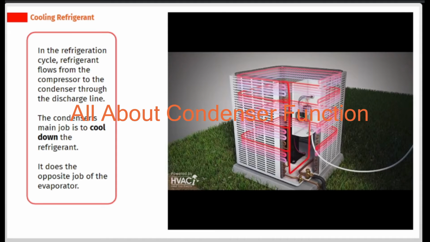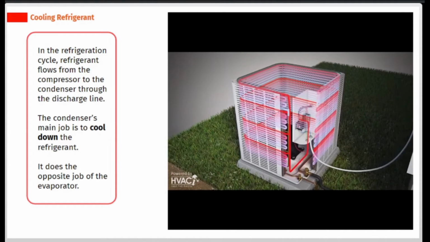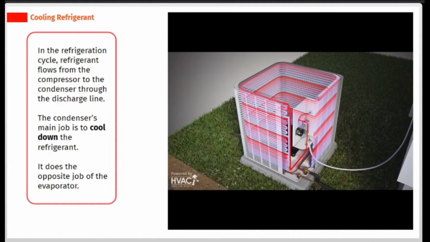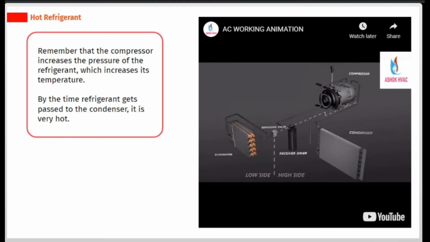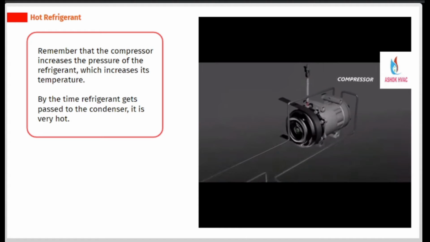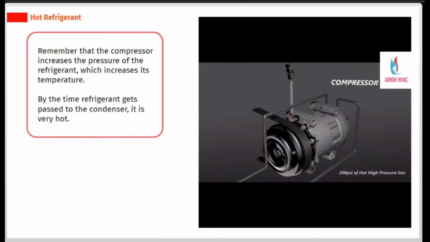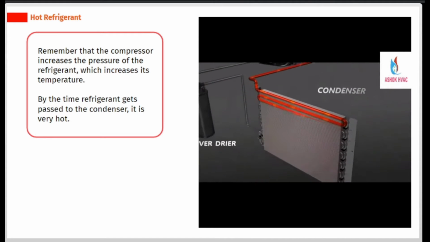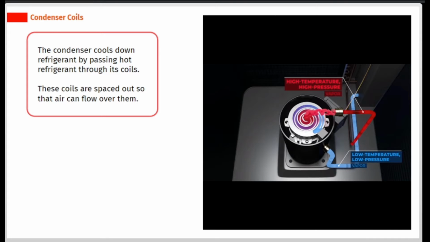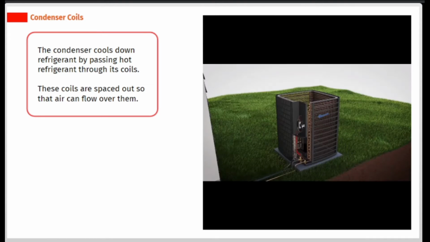In the refrigeration cycle, refrigerant flows from the compressor to the condenser through the discharge line. The condenser's main job is to cool down the refrigerant. It does the opposite job of the evaporator. Remember that the compressor increases the pressure of the refrigerant, which increases its temperature. By the time refrigerant gets passed to the condenser, it is very hot.